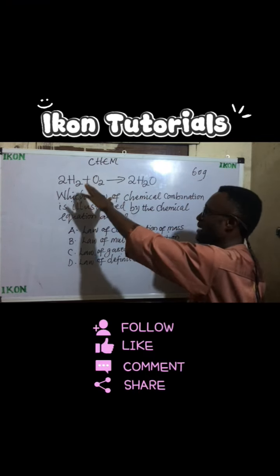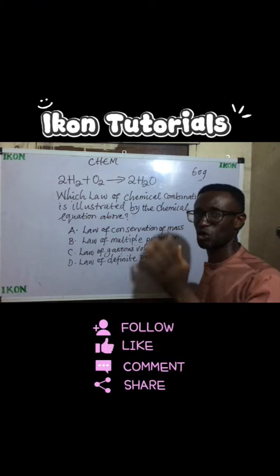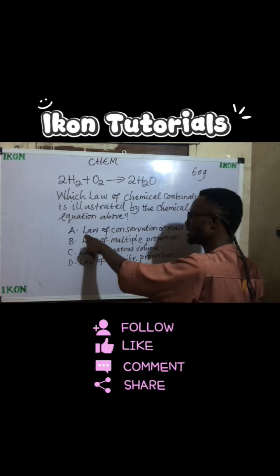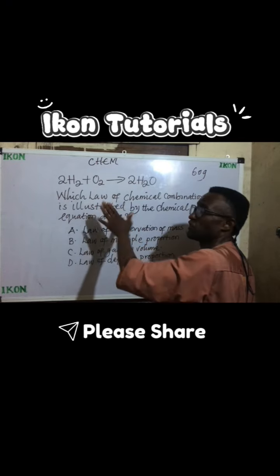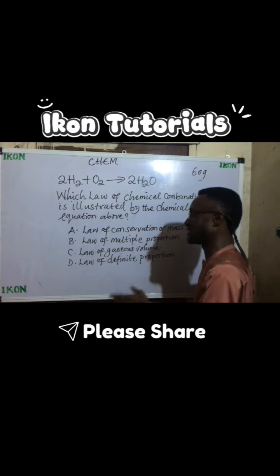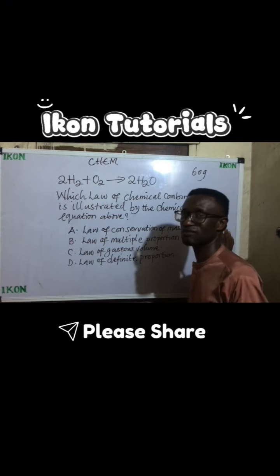That means the mass of the reactant must be equal to the total mass of the product for this law of conservation of mass to be obeyed. So whenever a chemical reaction is given, check if it is balanced. If the chemical equation is balanced, it obeys the law of conservation of mass.